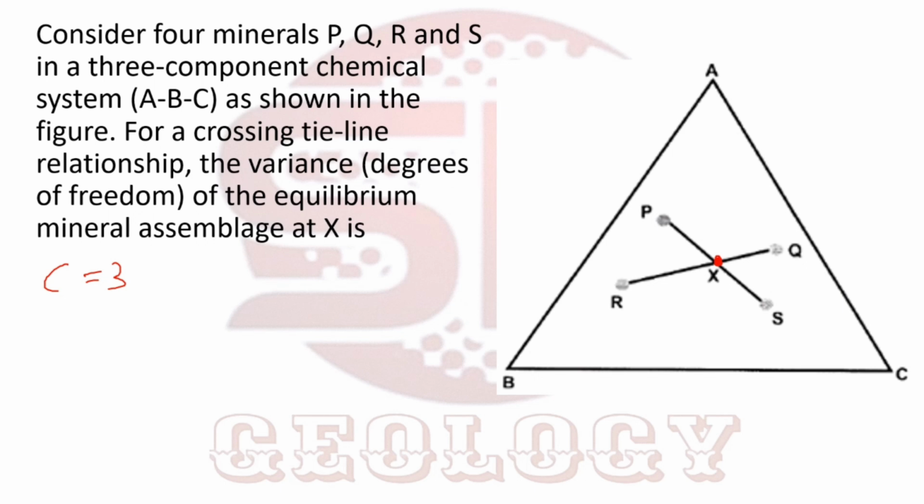The variance of the equilibrium mineral assemblage at X. If you are considering assemblage X, it will contain all of P, Q, R, S. So all will be considered as phases, so the number of phases will be 4. So you have to calculate the degree of freedom. That will be C minus P plus 2. It will be 3 minus 4 plus 2. It will be 1.